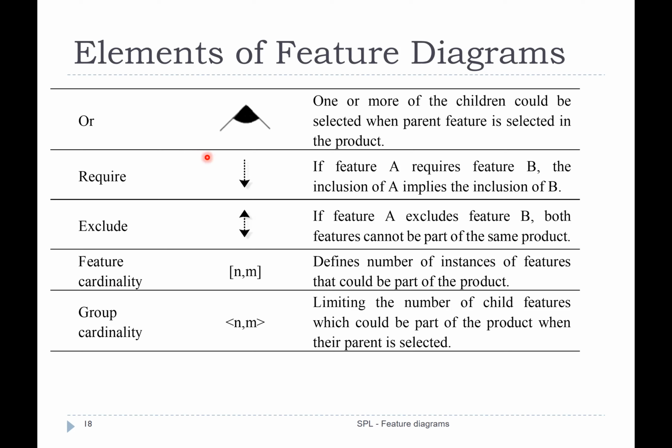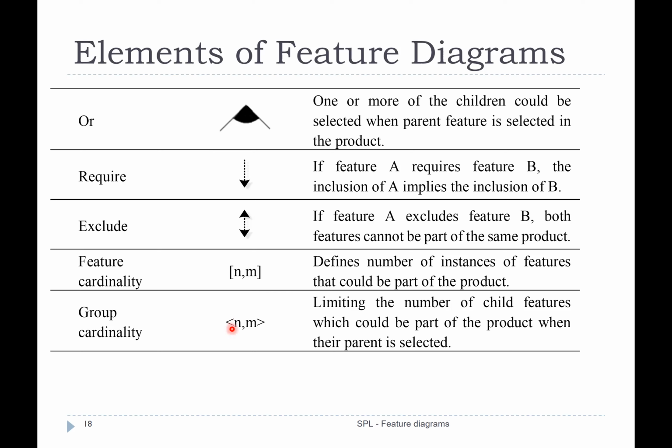This is a requires, which means if you're going to choose feature A, you have to pick feature B as well. This is an excludes, which means if you choose feature A, you cannot have feature B, and if you have feature B, you cannot have feature A. This over here is a feature cardinality, a minimum N and a maximum M. It's kind of like multiplicities, and this is applicable to a feature.